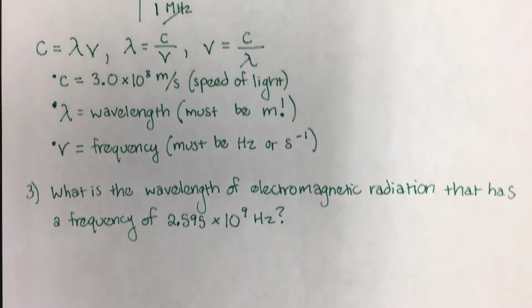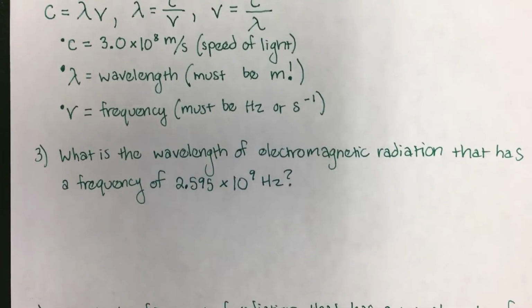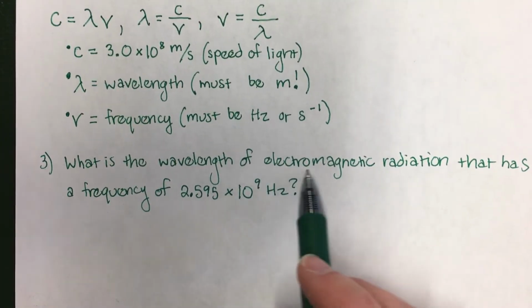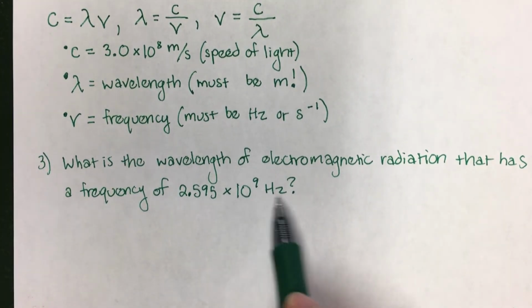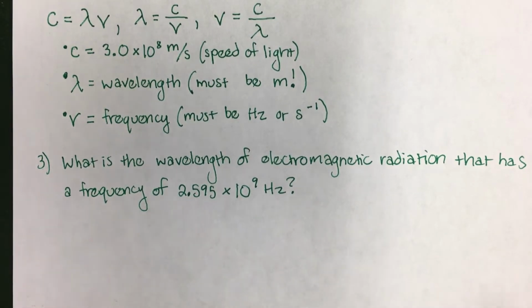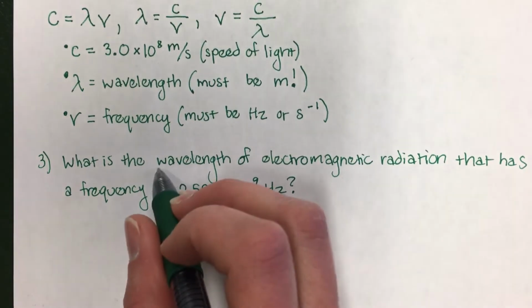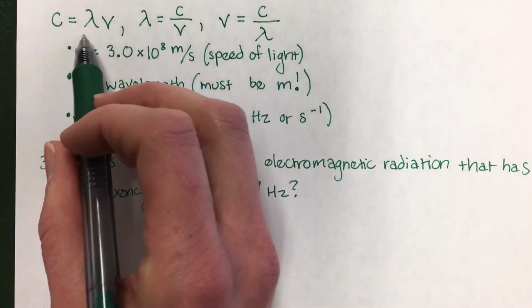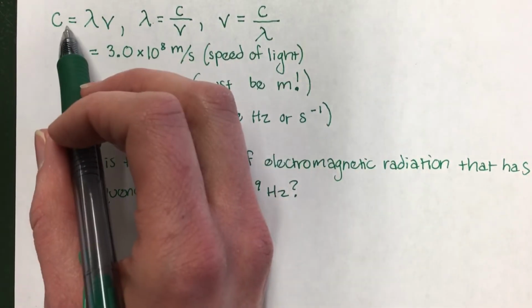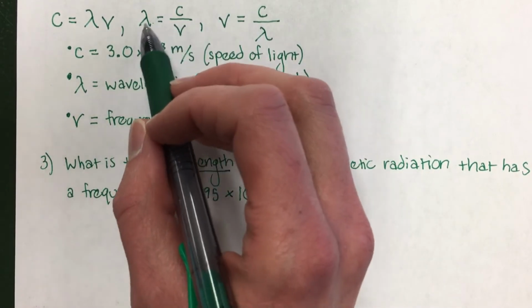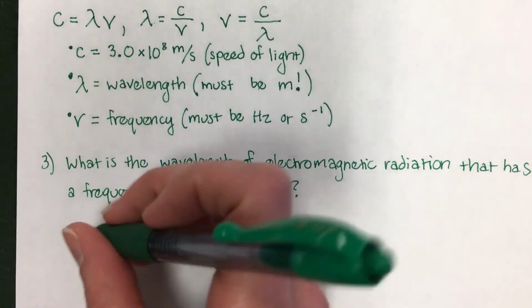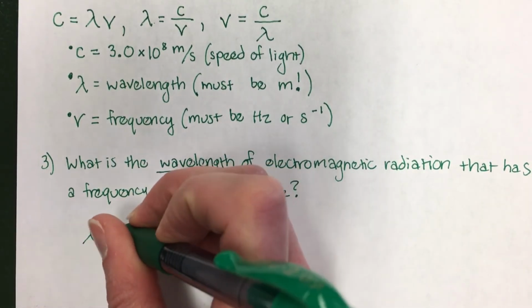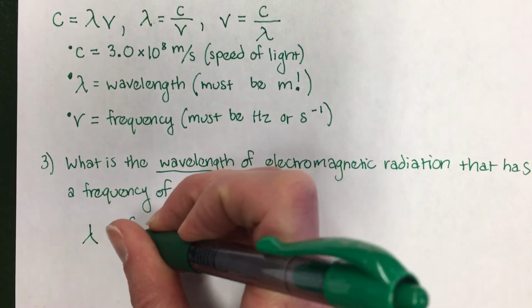So first example is, what is the wavelength of electromagnetic radiation that has a frequency of 2.595 times 10 to the 9th hertz? So we need to ask ourselves what the question is looking for. And the question wants us to find the wavelength. So we go up here to our equations. Which one of these would help us find the wavelength? Well, it's this one, because that one says wavelength is equal to C over frequency. So we're going to use our wavelength is equal to C over frequency.